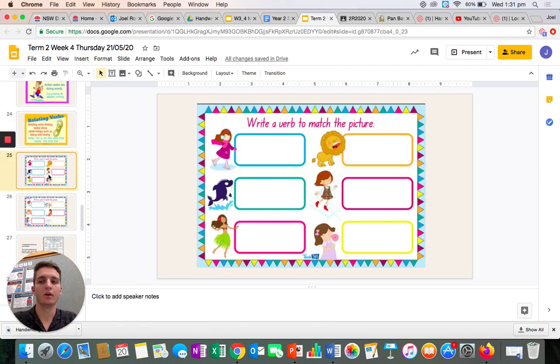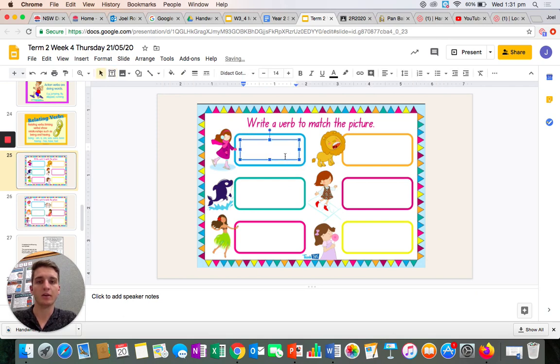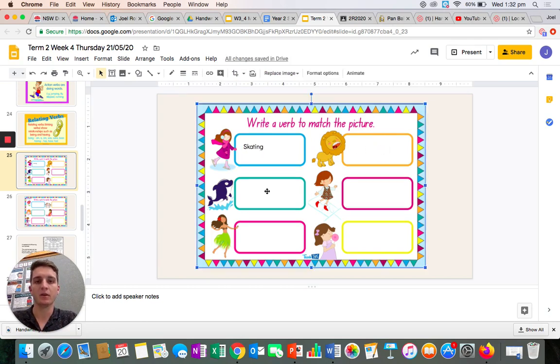For your activities today, you're going to write a verb to match the following pictures. There are 2 slides of this. What you can do is click this button here, it says text box. You can click on that and draw a text box like that. And you can type, it looks like she is skating. And you write skating. So you just click this text box like this and write it there.